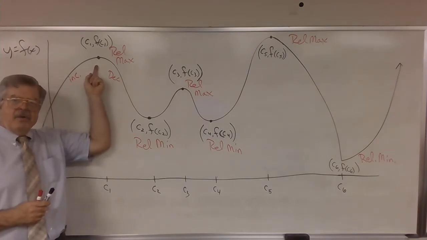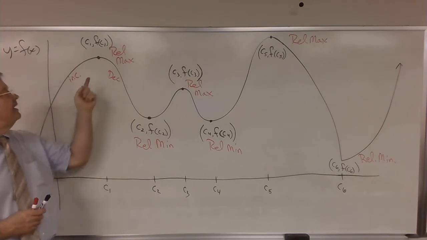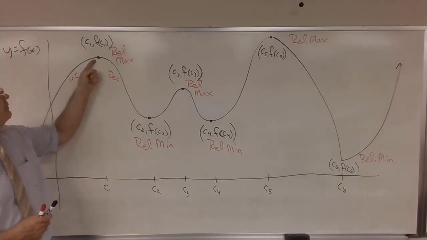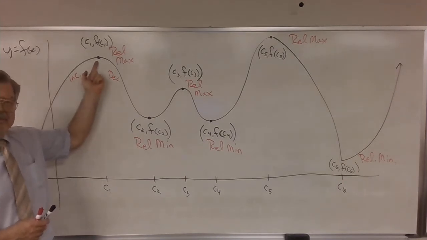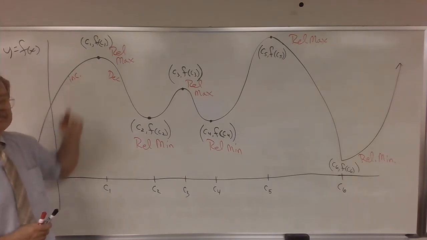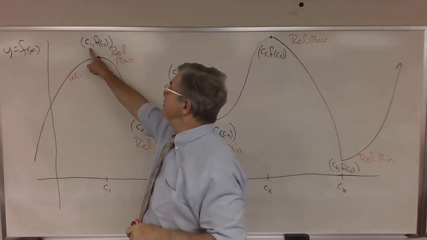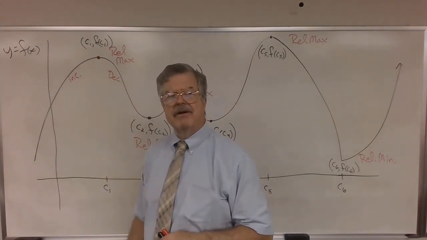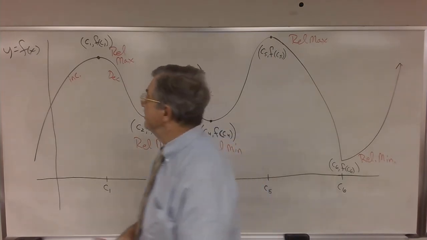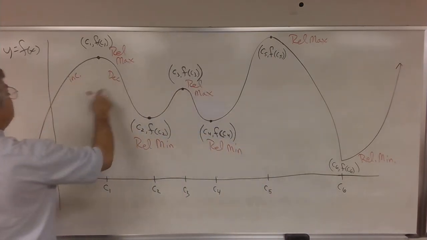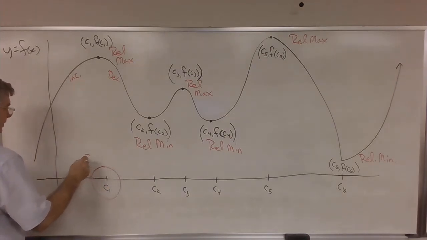And what's the only way that we can have the graph change from increasing to decreasing right at this point? Isn't it the case that c1 has to be a critical number? Holy moly! Increasing, decreasing, critical number.